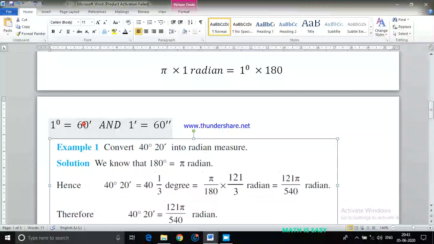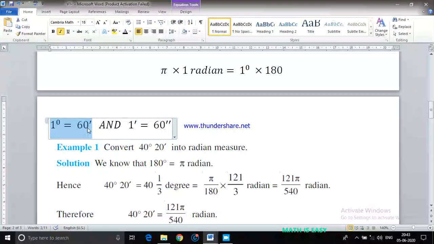Next, one more thing is there. 1 degree equals to 60 minutes. This one line represents the minute. Okay. And 1 minute equals to 60 seconds. So if you want 1 degree in terms of seconds, then it will be 60 into 60, 3600 seconds will be 1 degree. Okay, so here if I have double lines, that represents seconds. If it is a single line, an apostrophe, then it represents minutes. So 1 degree equals to 60 minutes, 1 minute equals to 60 seconds.